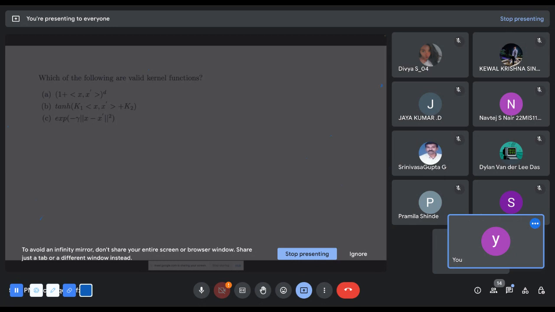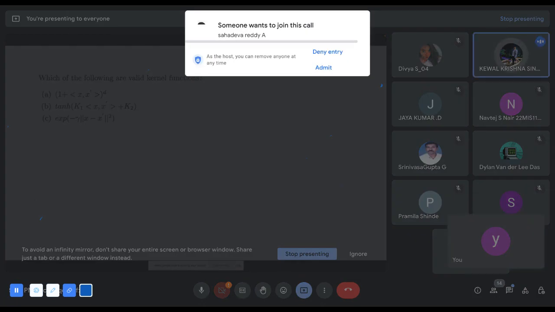Things to verify: it should be symmetric. If you permute x and x prime, you should get the same value. It should also be positive semi-definite. That's difficult to verify, so typically what people do is check whether the kernel function can be expressed as a dot product of two transformed feature vectors.